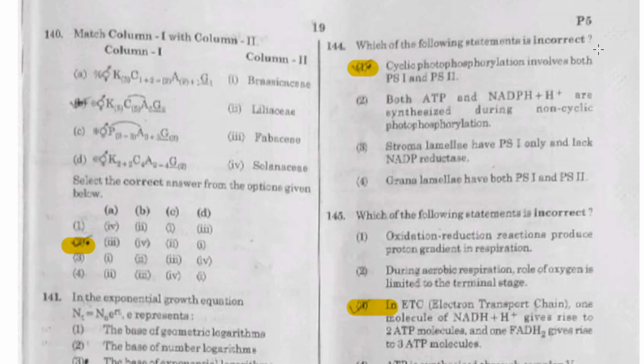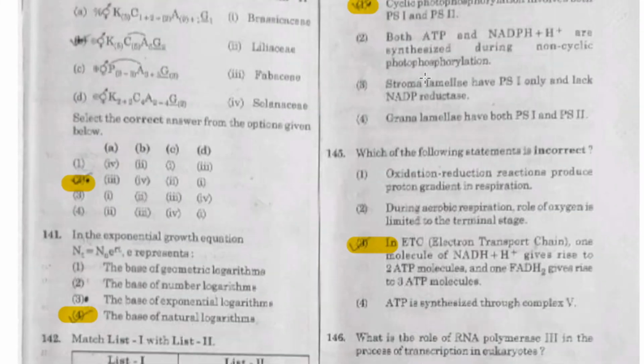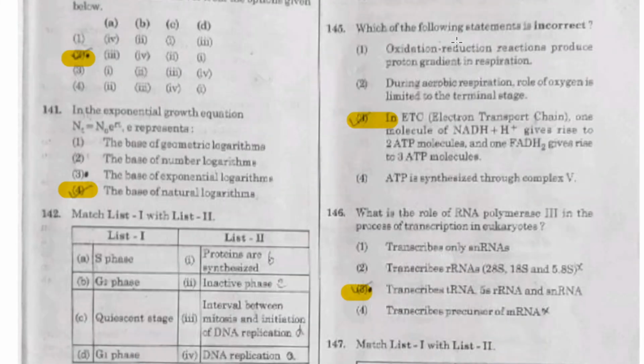Which of the following statements is incorrect? Cyclic photophosphorylation involves both PS1... it goes on only with the PS1. The PS2 is not involved. So this is an incorrect statement. The other three are correct. And which of the following statements is incorrect again?